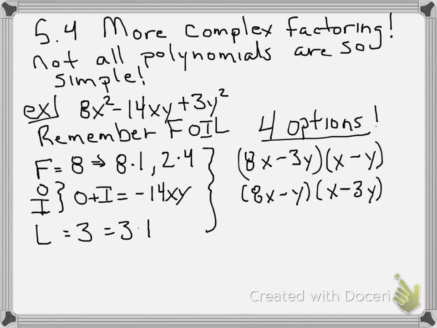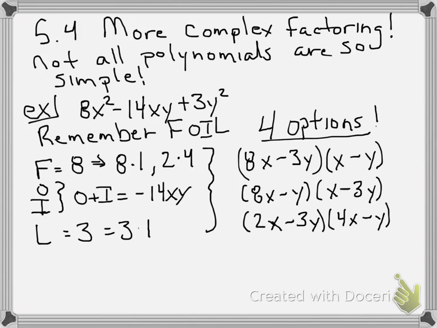Our second option is that we have 8x minus y times x minus 3y. Now notice here, all we did was switch where this was. Now the order actually matters. Before, when we didn't have this 8 out in front, we didn't actually care whether the 3 was on the left or the 1 was on the left. It didn't matter. In this case, order actually matters. So these two, even though we have the same numbers, the order does matter. So that's where we get a second option.